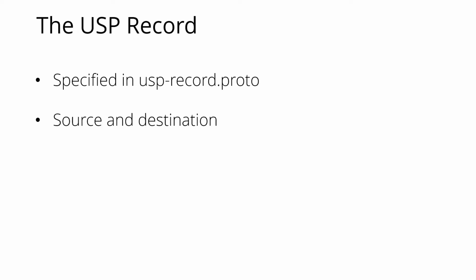The schema for the USP record is defined in the usp-record.proto file, which can be found with the USP specification. The USP record is used to provide source and destination information about the message it contains, plus any session and security information if the optional end-to-end session context is used. The full details of how to use the USP record and end-to-end session context can be found in the end-to-end message exchange section of USP.